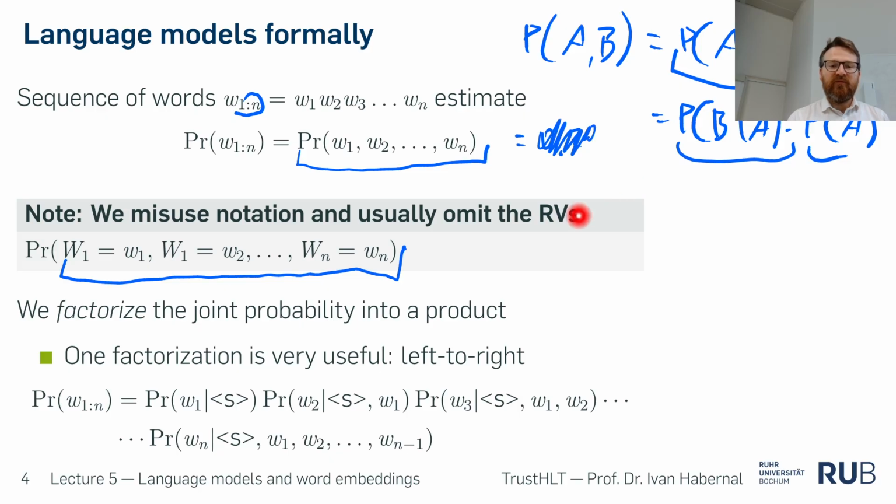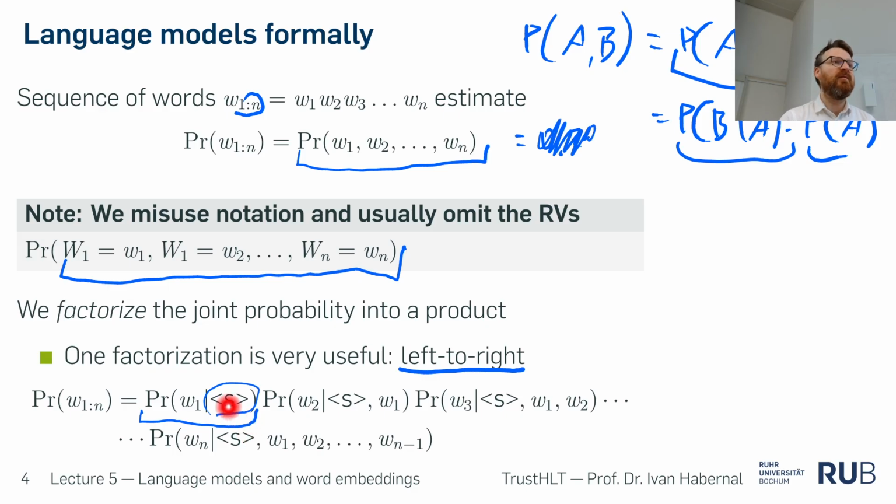But some factorizations are usually better than others, and one factorization is very useful. It's the left to right factorization, which means I'm conditioning each word on the previous words. So the first factor would be the first word conditioned on seeing this. Do you know what that is? This S thing? Yeah. It's like a start symbol.